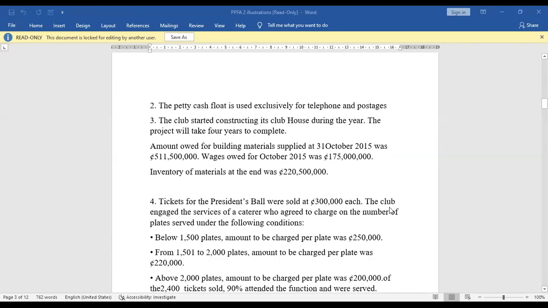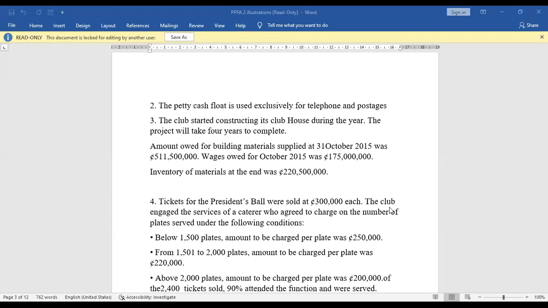Then the petty cash float is used exclusively for telephone and postages. The club started constructing its clubhouse during the year. The project will take 4 years to complete. Amount owed for building materials supplied at 31st October 2015 was 511,500,000 cedis. Wages owed for October 2015 was 175 million.